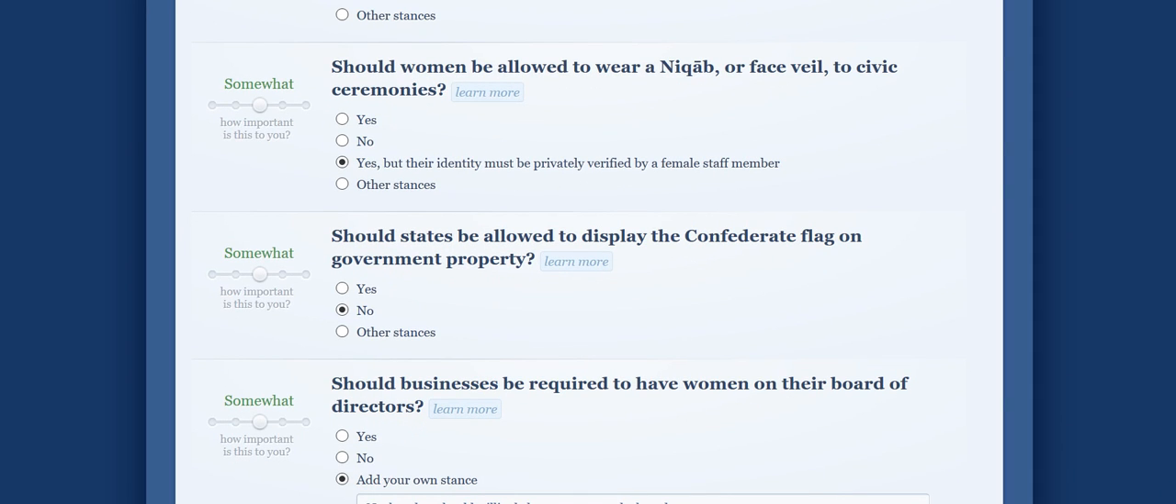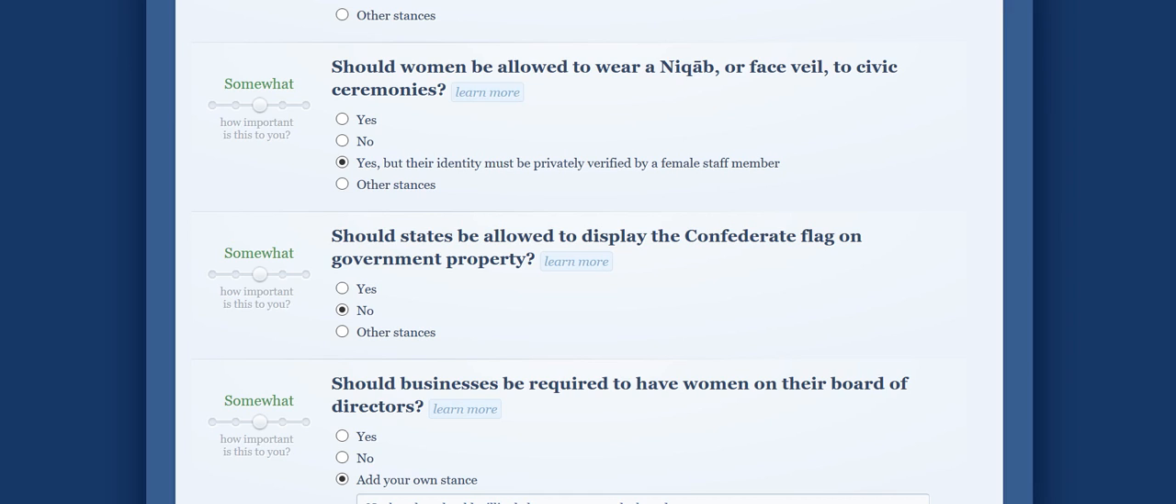Should states be allowed to display the Confederate flag on government property? No. Operative words there, government property. If it was private property, you can fly whatever the fuck you want to fly, man. I don't care. It's your property. You could fly a fucking Nazi flag for all I care. I'm against the Nazi flag. I'm against Nazis. I think you're a terrible, terrible human being and a raging anti-Semite, and your moral compass is beyond broken, and you're a monster. But yeah, you can fly the Nazi flag, you can fly the Confederate flag on your private property. It's only an issue when it's government property.